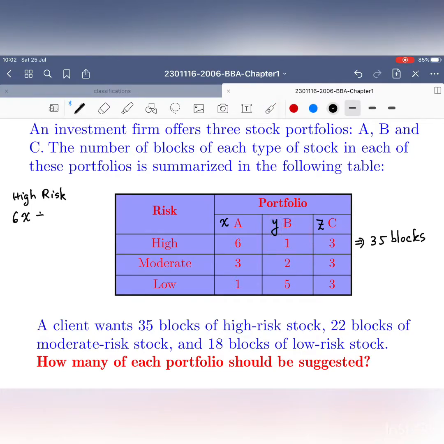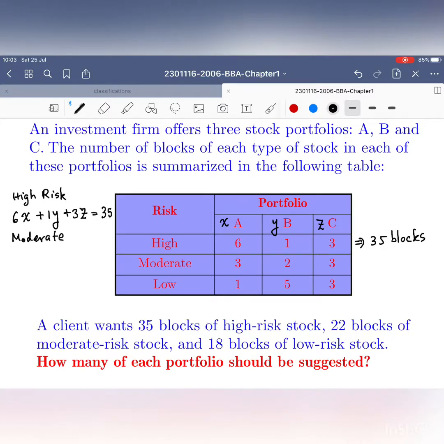So this one for the other high risk, it is 1Y. Same thing with the Z. One of the C folio will give you 3 high risk stock, but you do Z of the C folio, it will give you 3Z high risk. So together here is the number of high risk obtained from A, B, and C, and together it must be 35.